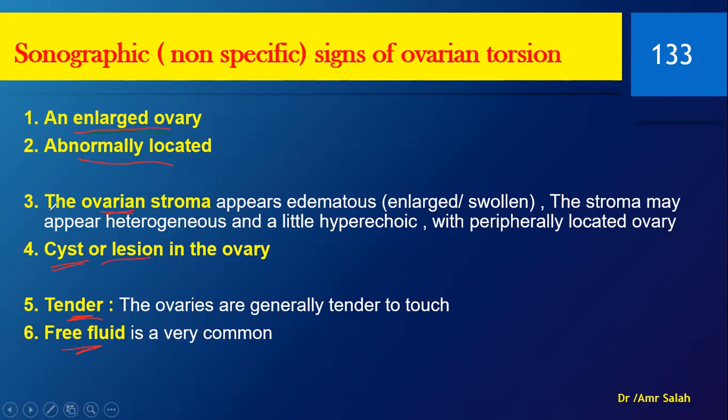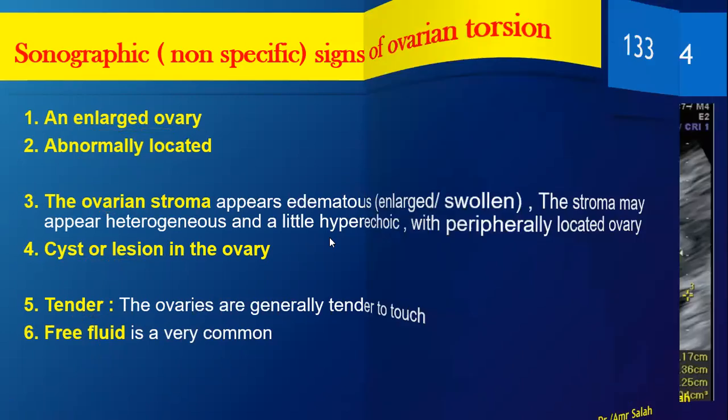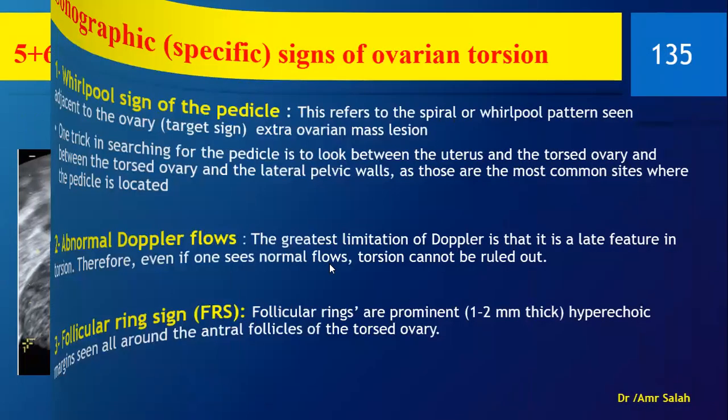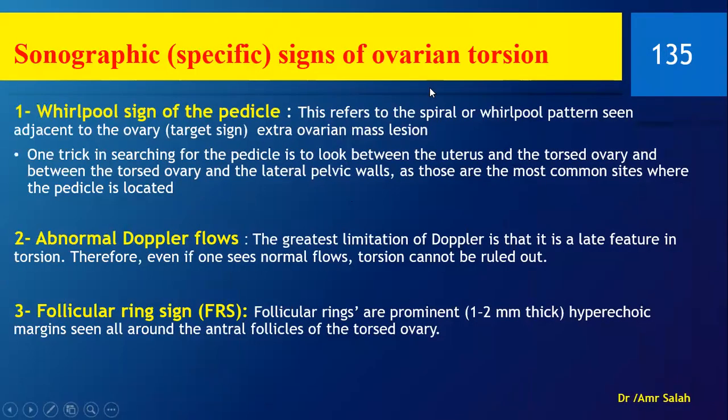Okay, now let's move on to the rather specific signs you can see. We have 3 specific signs. This is the free fluid. This is the uterus that's enlarged and rather heterogeneous, and the follicles are here arranged peripherally. Okay. Now, the 3 specific signs.